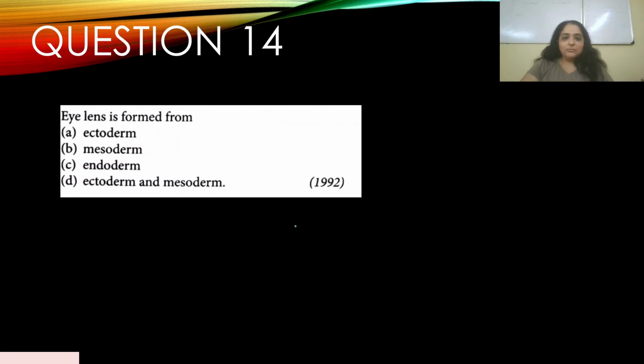All right, so question number 14. Eye lens is formed from, and this appeared in 1992: A, ectoderm; B, mesoderm; C, endoderm; D, ectoderm and mesoderm. So eye lens is formed from ectoderm. Okay, so the answer is A. Learn it as a fact.